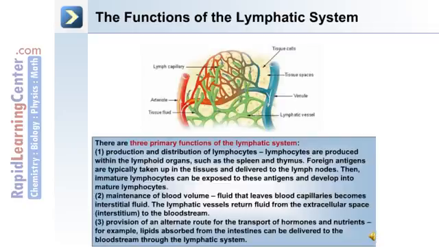The second major function is the maintenance of blood volume. Fluid that leaves blood capillaries becomes interstitial fluid. The lymphatic vessels then return fluid from the extracellular space to the bloodstream. The third primary function is the provision of an alternate route for the transport of hormones and nutrients. For example, lipids are absorbed from the intestines and they can be delivered to the bloodstream through the lymphatic system.